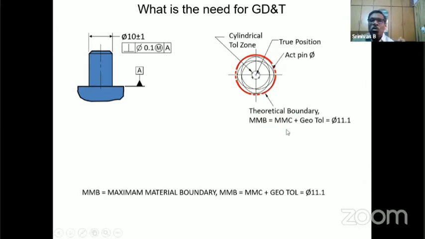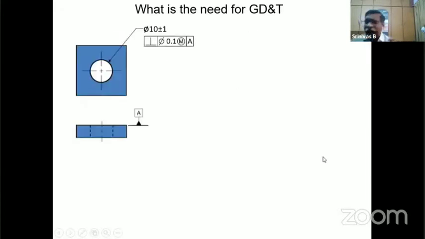MMB is equal to MMC plus geometric tolerance. G tol means geometric tolerance. What is G tol? 0.1. Therefore, 11 plus 0.1 is 11.1. I hope you understood this. Now, this I explained for a pin. I will explain for a hole now.